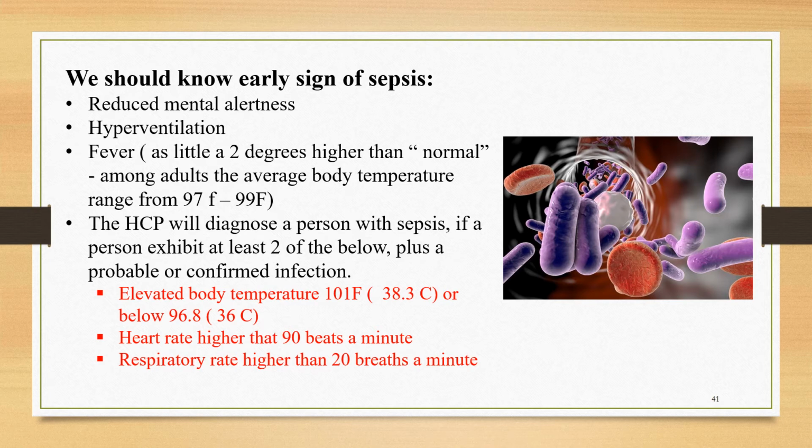The healthcare practitioner will diagnose a person with sepsis if the person exhibits at least 2 of the following, plus a probable or confirmed infection: an elevated body temperature, a heart rate higher than 90 beats a minute, and a respiratory rate higher than 20 breaths a minute.